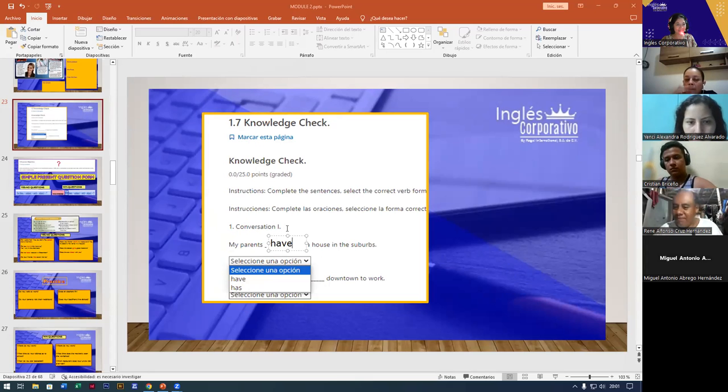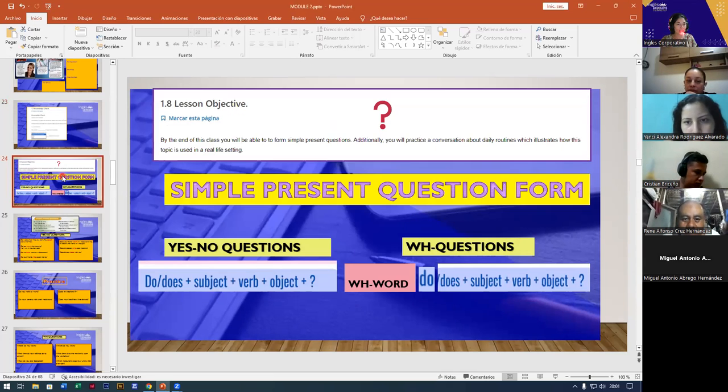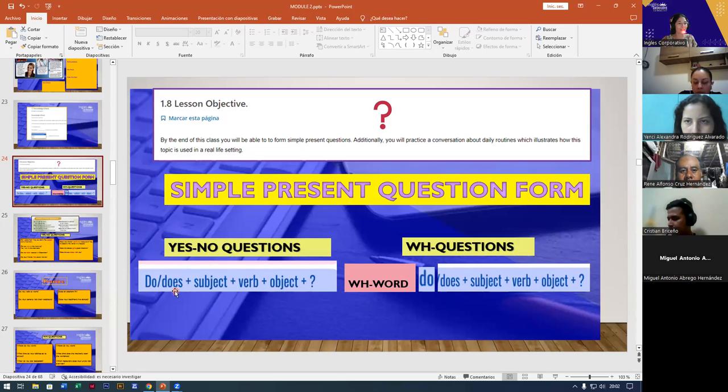So we work with this exercise, the one that appears in the platform for you to see the example. Now, let's continue with our next part. We have the simple present, but now with the question form. How do we formulate questions in the simple present? We have two types of questions, the yes-no questions and the WH questions. With yes-no questions, we investigate if the information is affirmative or negative. What is the formula? We have the auxiliary, do or does, depending on the subject, plus a subject plus a verb.